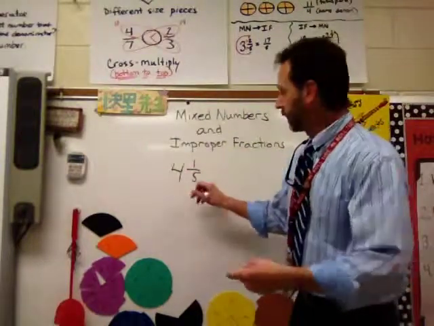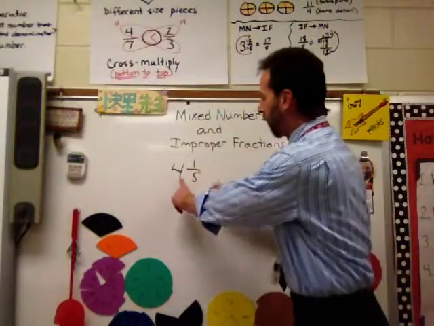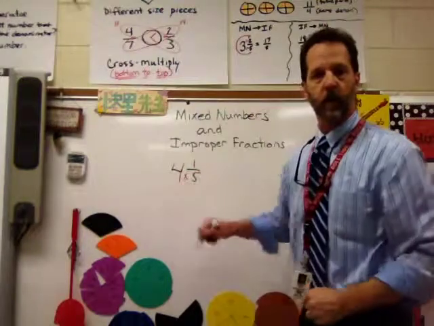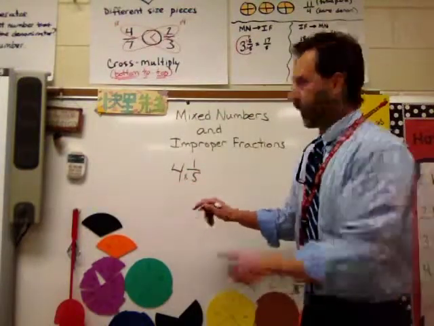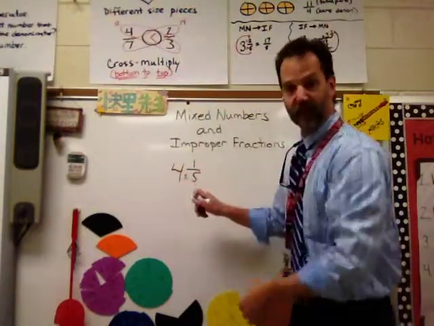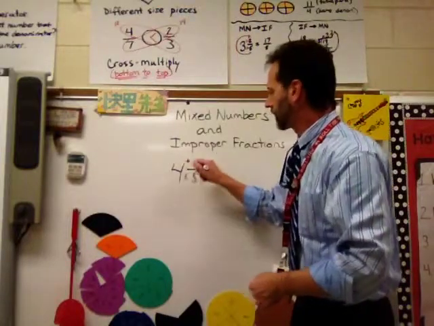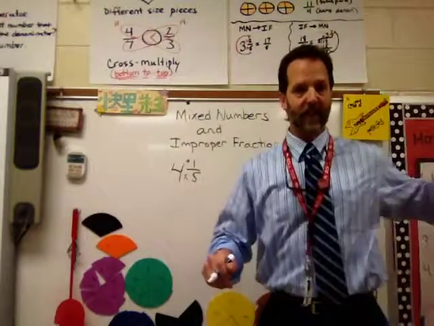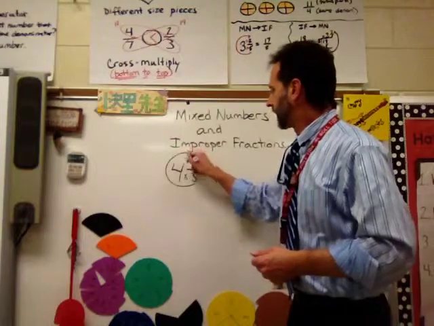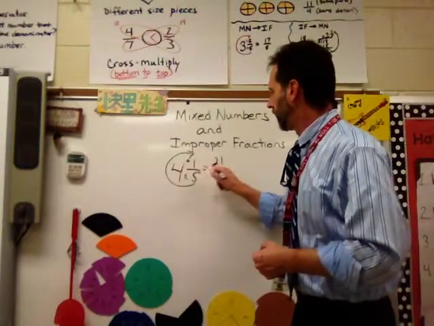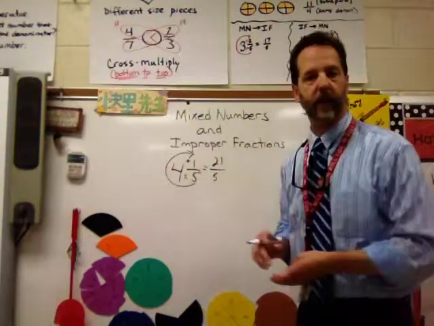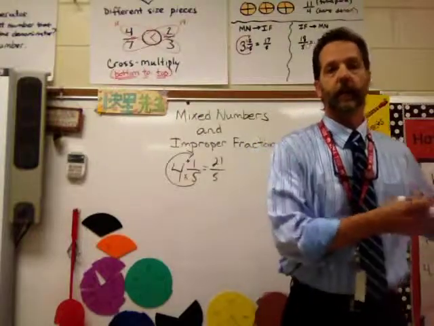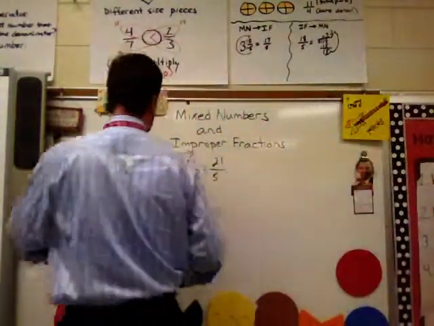Now, how do you do it? Take your denominator, multiply it times your whole number. 4 things in 5 parts is going to give you 20, plus the 1 in the last picture is going to give you 21, and it's going to stay fifths. You would have 21 fifths. You try this one.